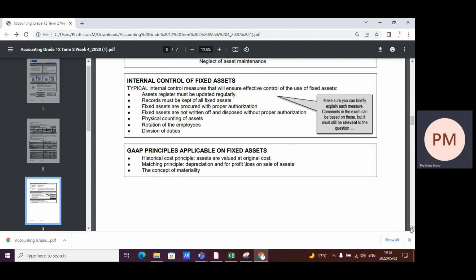One, asset registers must be updated regularly, preferably automated asset registers. Records must be kept of all assets. Fixed assets are procured with proper authorization. Fixed assets are not written off and disposed without proper authorization. Physical counting of assets, rotation of employees, division of duties. So GAAP principles applicable to fixed assets: the historic cost, assets are valued at original cost; the matching principle, the depreciation for profit or loss on sale of assets; the concept of materiality.